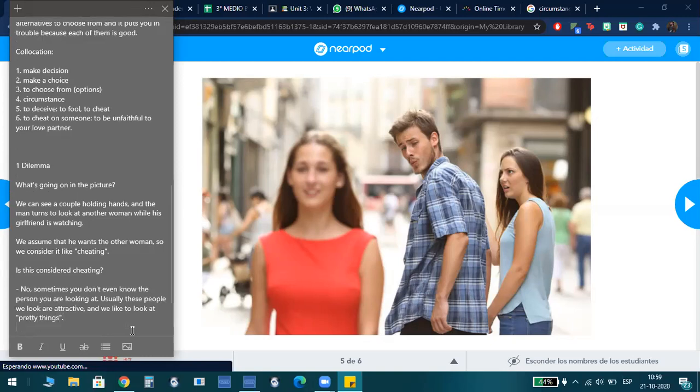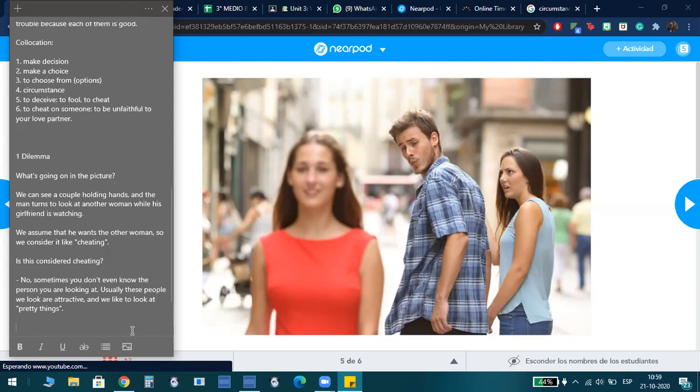Okay, I said pretty things like in general, it could be a lake, it could be the ocean, including people, okay? So yeah, I agree. Attractive. All right, Consul gave her opinion. Now, sometimes you don't even know the person you're looking at, and usually these people we look at are attractive. And we like to look at pretty things. The gesture, but as Consul says, it's silly to think that you're cheating just by looking at it. Ah, yeah, good. I like that.